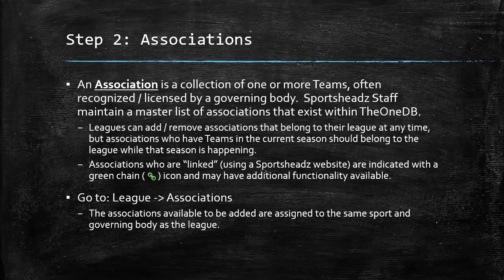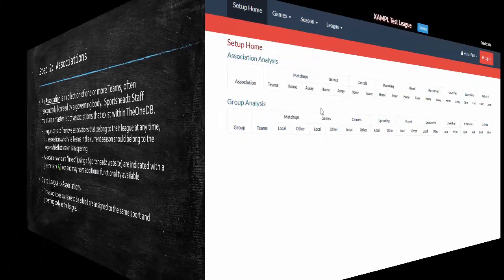Next, we'll want to make sure your league has some associations assigned to it. An association is a collection of one or more teams who are participating in your league. As mentioned earlier, only authorized SportsEds personnel can add or change associations in the master list. However, league administrators can assign or unassign associations at any time. We do recommend that associations who have teams participating in your current season are listed in your league's association list. Let's take a look at a very quick demo.